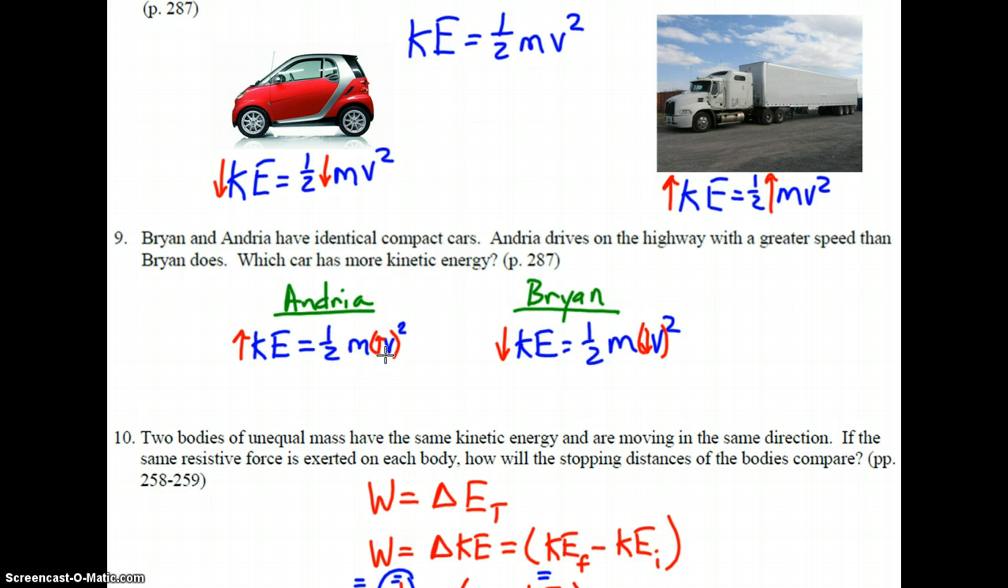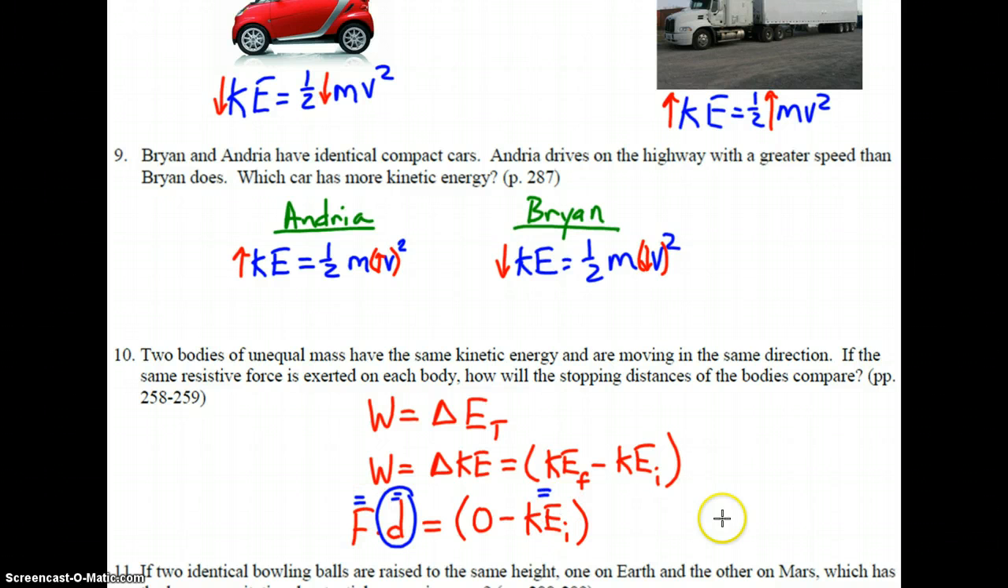By increasing the speed, not only is the speed increased, but it's also squared. So by whatever factor we increase the speed, that factor becomes squared. So we have a direct squared relationship between velocity and kinetic energy. By increasing the velocity, Andrea's kinetic energy is much more increased than Brian's, who has less velocity and therefore less kinetic energy.